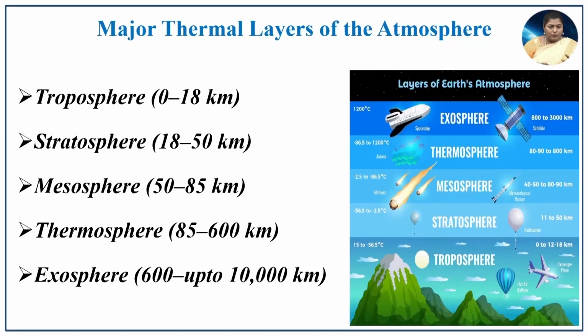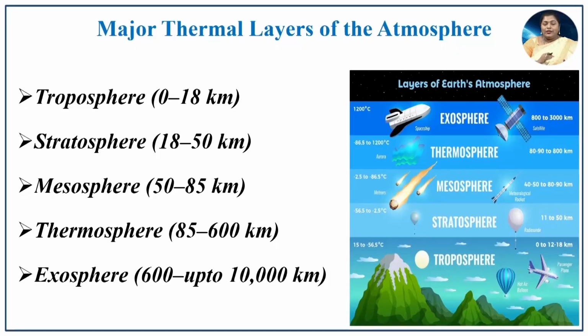Next, the major thermal layers of the atmosphere. The atmosphere is categorized into 5 major layers. First and foremost is the troposphere, with a height of 0 to 18 kilometers. The next is the stratosphere, ranging from 18 to 50 kilometers. Next is the mesosphere, 50 to 85 kilometers, and then the thermosphere, 85 to 600 kilometers. The outermost layer of the atmosphere is the exosphere, which ranges from 600 kilometers up to 10,000 kilometers.